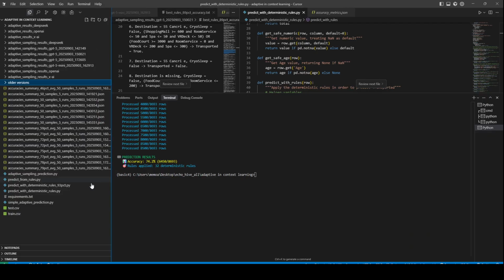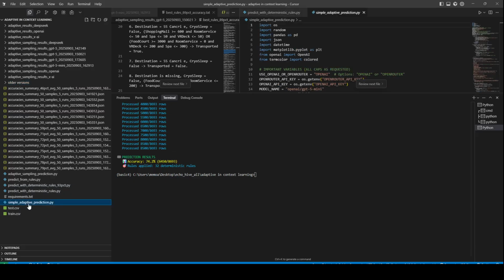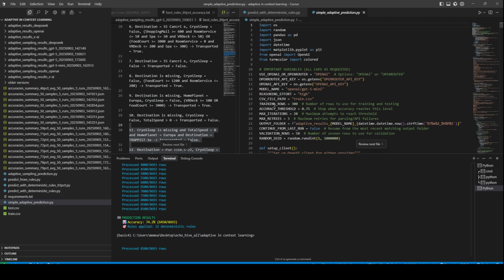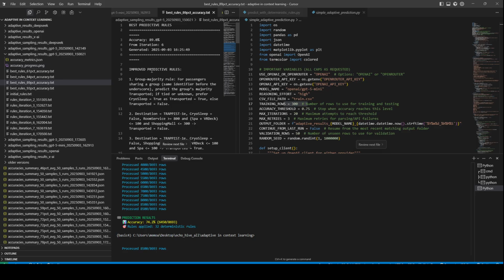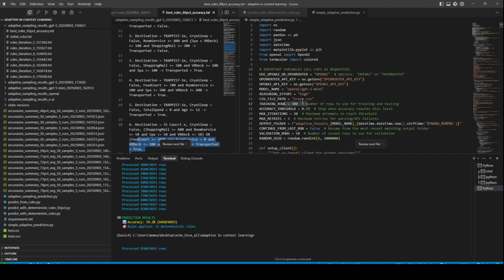But I've done this several different ways. The simple adaptive prediction actually picks a certain amount of training rows, in this case, let's say 300. By the way, you can use the script with any OpenRouter model, or you can also use it with OpenAI. It's up to you. So it picks a certain many training rows, and then it writes this rule set, and then it predicts the same 300 again and again.